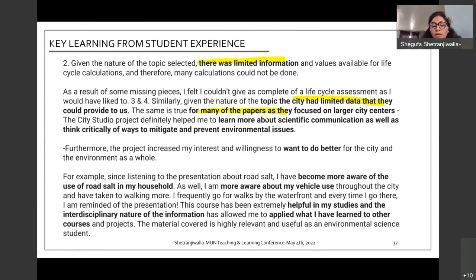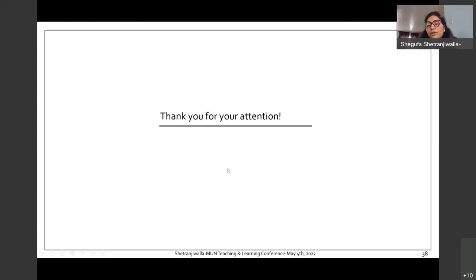They learned about scientific communication, and they also became more aware of road salt and how they would apply it in their real life. Like, I'm more aware of my vehicle use. I go out for a walk and I think of citizen science, and I apply that learning to other interdisciplinary courses as well. So I thought that overall, this was a good start to this concept of teaching, and hopefully we will be able to take our learning from here and apply it and make it better. So I thank you for your attention, and I'm ready to take any questions that you may have.